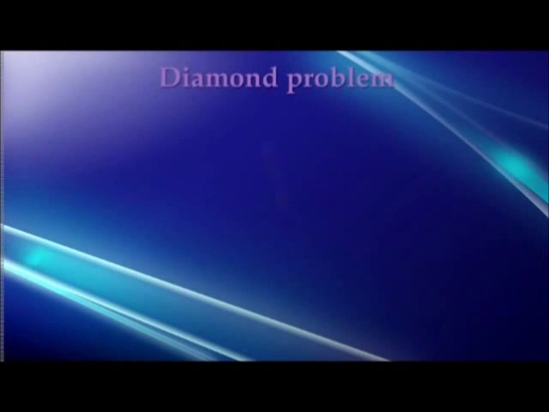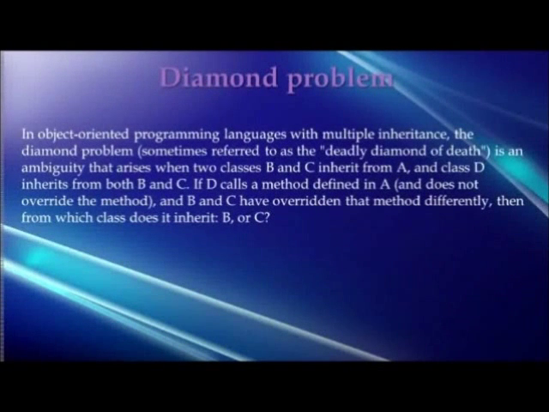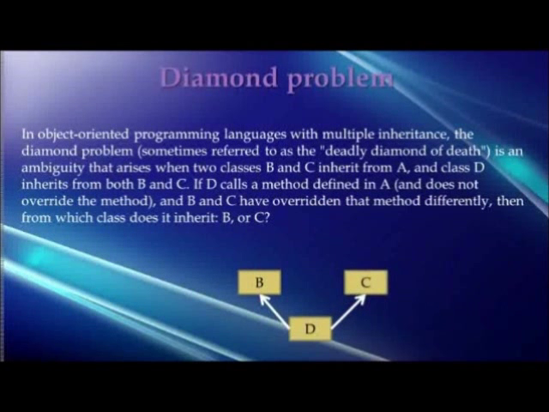Diamond problem. In object-oriented programming languages with multiple inheritance, the diamond problem, sometimes referred to as the deadly diamond of death, is an ambiguity that arises when two classes B and C inherit from A, and class D inherits from both B and C. If D calls a method defined in A and does not override it, and B and C have overridden that method differently, then from which class does it inherit, B or C?